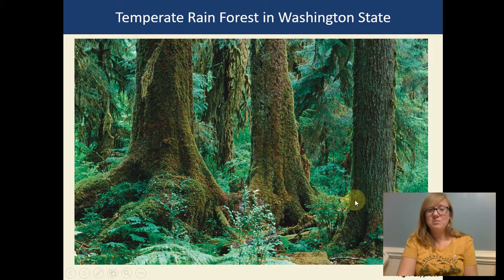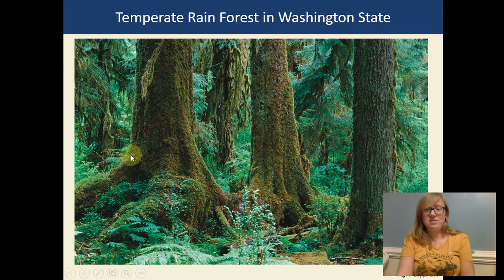And here's that temperate rainforest in Washington. So you can see there's tons of rain, so we've got moss and ferns growing everywhere on everything.